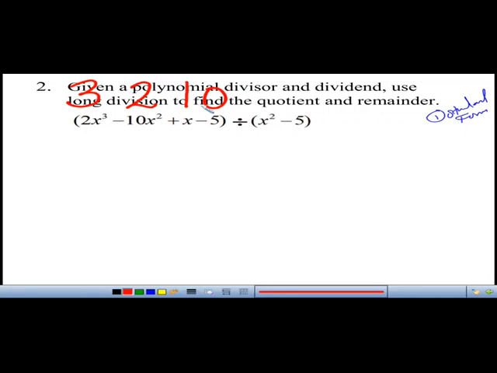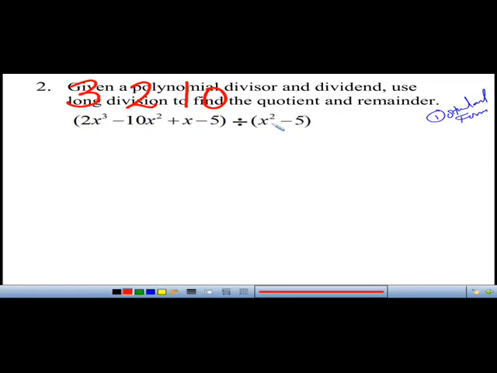Is it in standard form from highest to lowest? Yes. Are there any decimal placements missing? Let's see, we got 3. What's after 3? 2. What's after 2? 1. What's after 1? 0. No, there aren't any missing, and it's in standard form. Okay. Let's look at the other polynomial.